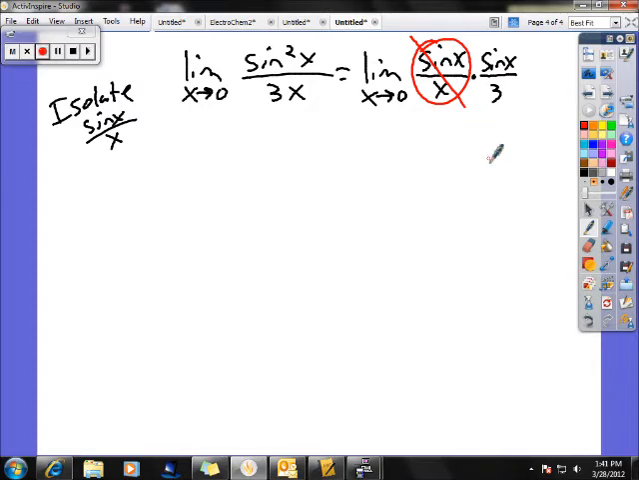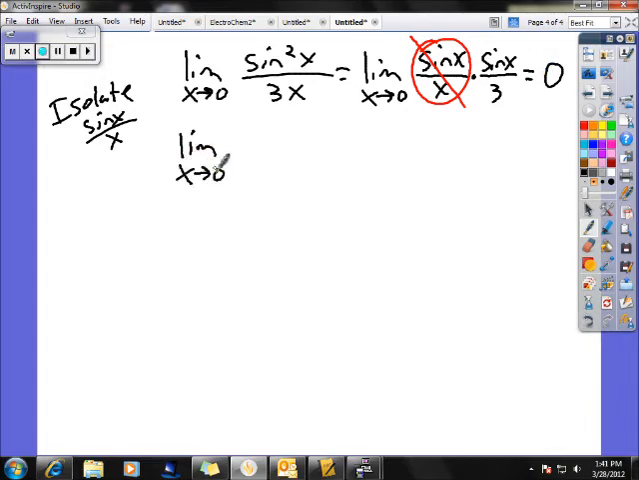So then we're left with just sine x over 3, and now what can we do? We can just plug in the 0 now. Sine of 0, you should know, is 0. So 0 over 3 is 0. So let's look at a couple more like that.